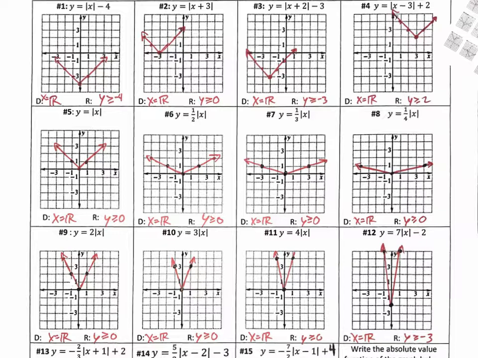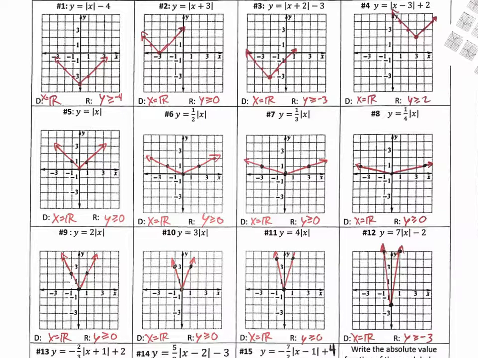Now, what would happen if I took my parent graph and changed the A value of 1, which is a regular V, and I changed it to a 2? What happens? It got narrower. And what if I changed it to a 3? It got narrower. What if I changed it to a 4? It got narrower. Change to a 7, it's super narrow, right?